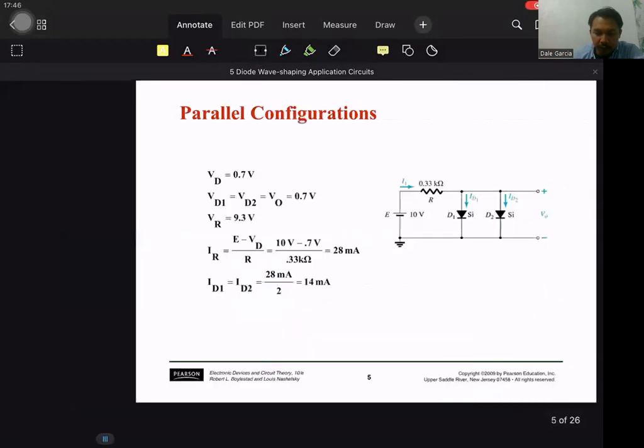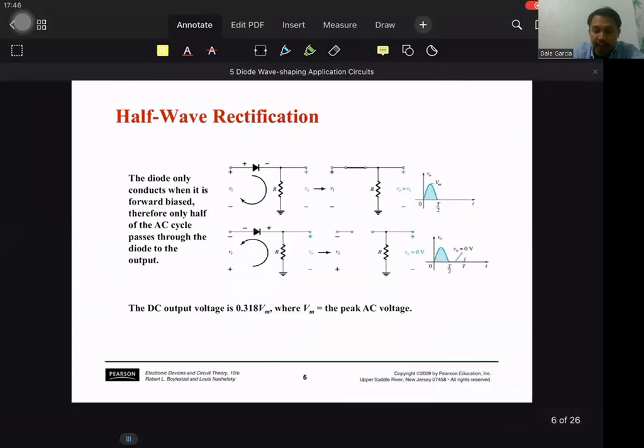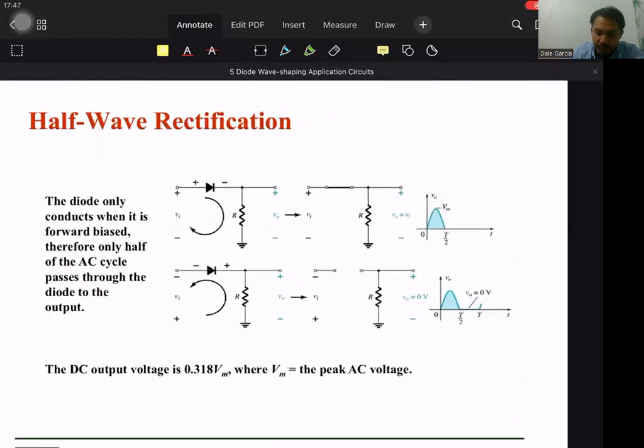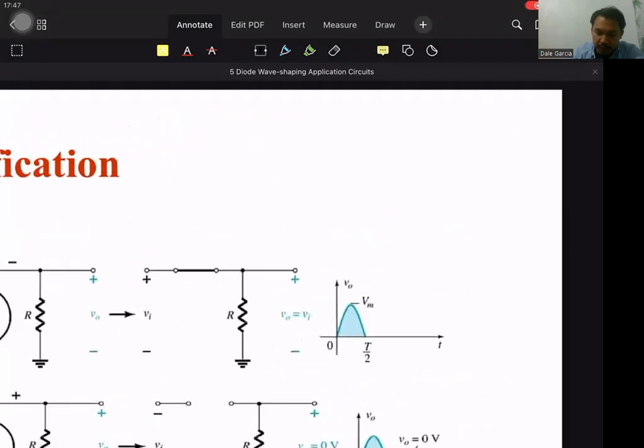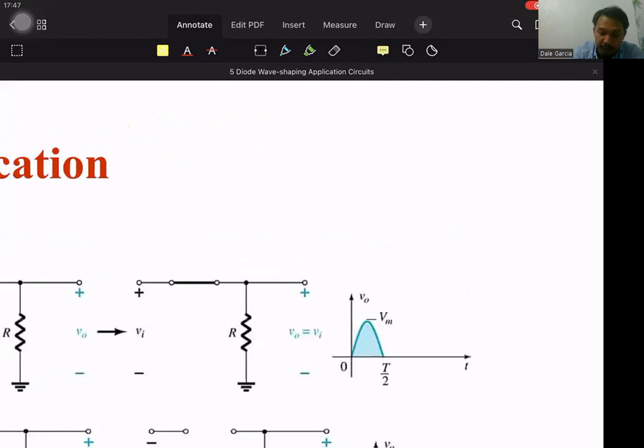So we'll start with the half-wave rectification, or half-wave rectifier. Half-wave rectification happens when the diode only conducts when it is forward biased, therefore only half of the AC cycle passes through the diode to the output.